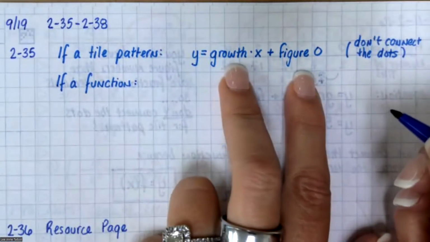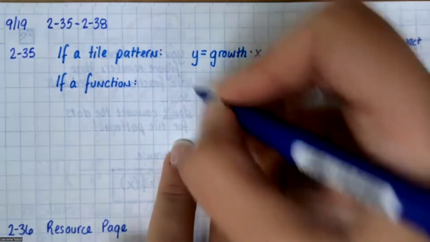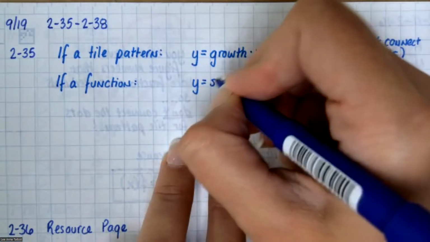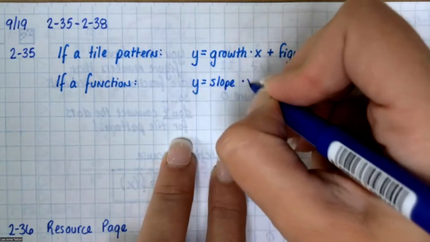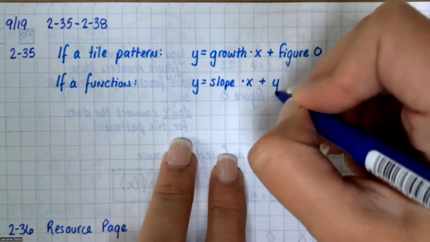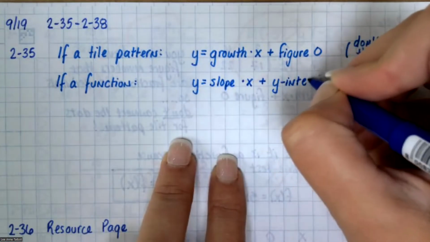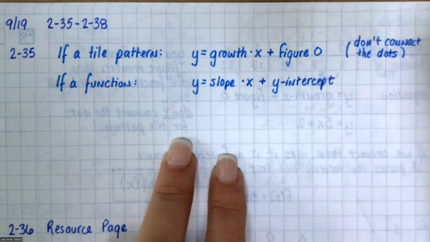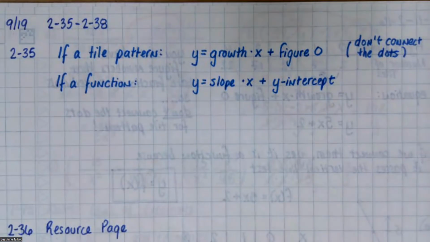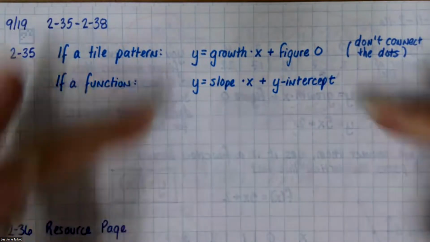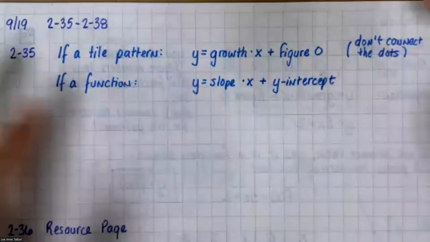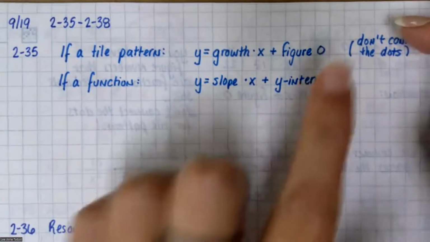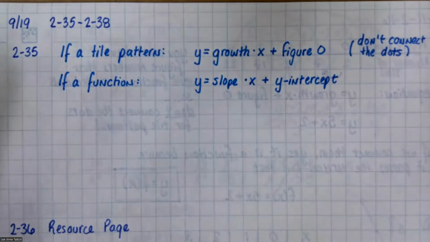And we change up the vocab a little bit, but it's the same thing. So it's y equals slope times x plus y-intercept. This is exactly the same thing. It's just written in terms of a function instead of a tile pattern.